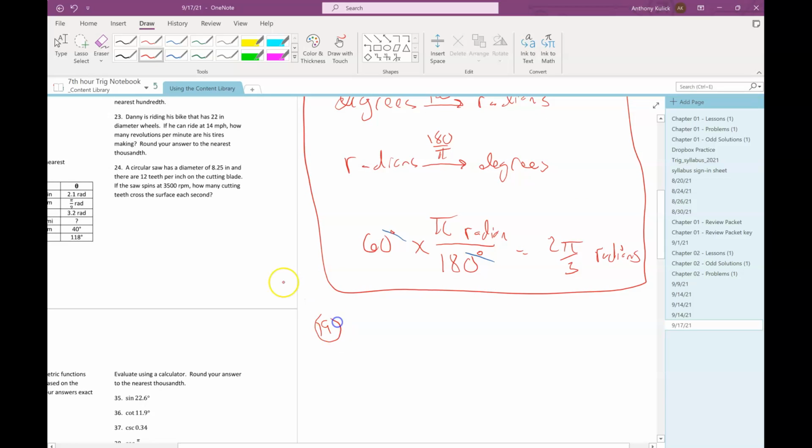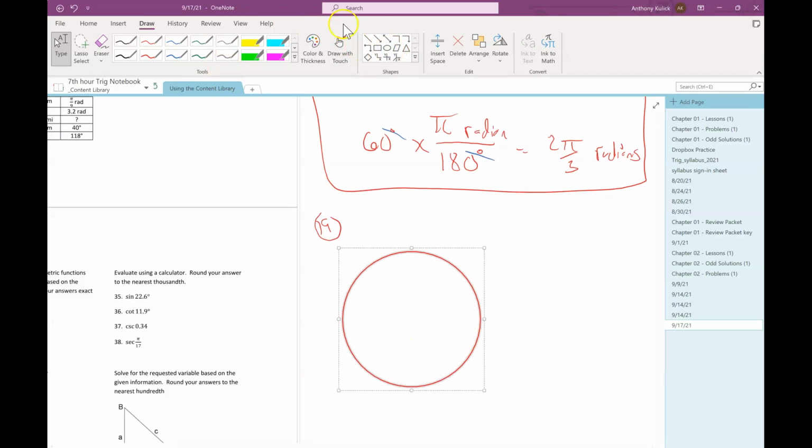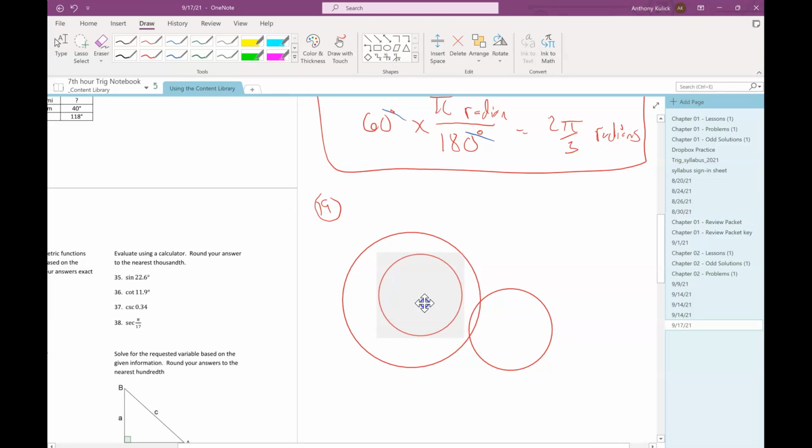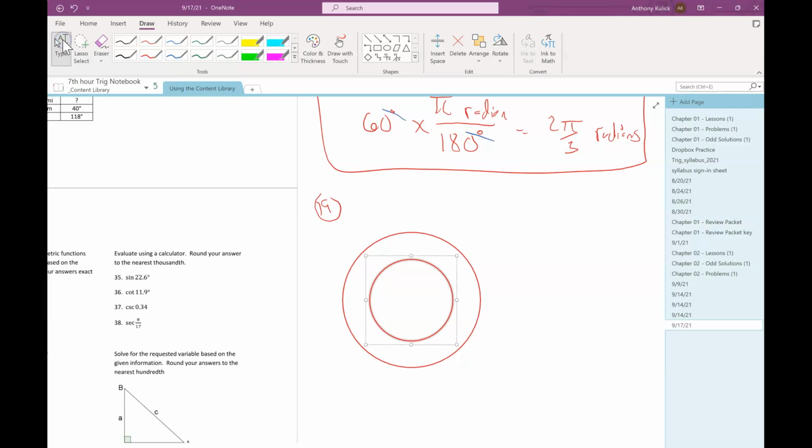So 19 says two concentric circles are cut by the same angle. When we say concentric, what we mean is two circles that have the same center. So one circle is inside of the other one. It looked kind of like that. And we have them cut by the same angle. So there's my angle. So far, so good with the picture I've drawn.